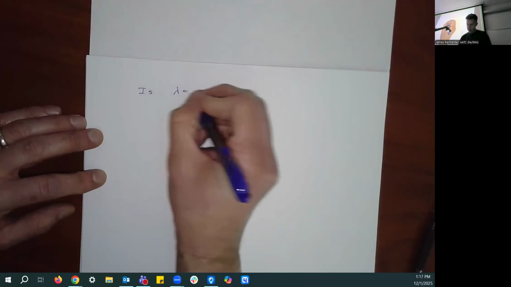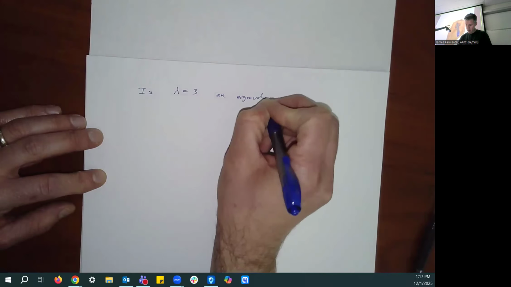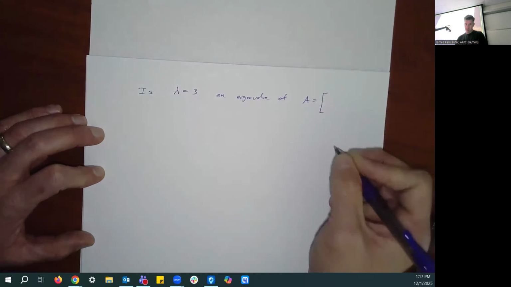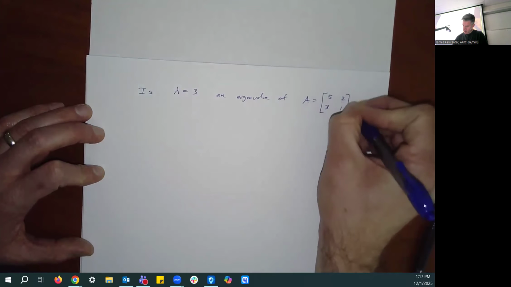All right, your turn. Is lambda equal to 3 an eigenvalue of A equal to 5, 2, 3, 1?